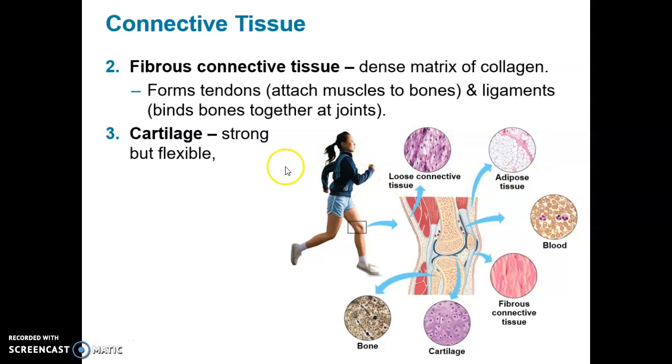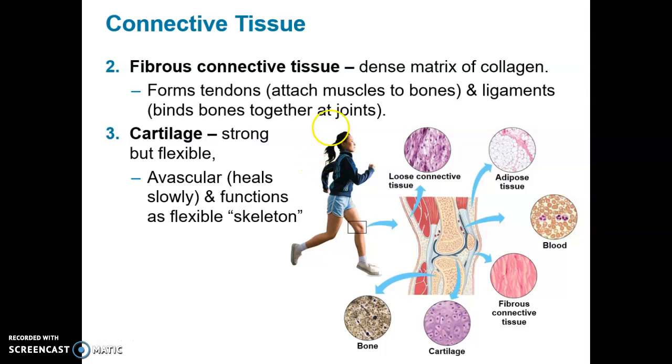So continuing with cartilage, it's relatively strong but flexible. Think of the cartilage again at the end of your nose. It is avascular. That means it doesn't have any blood vessels supplying its cells. So it heals slowly. If you've ever damaged your cartilage, in particular in your knee, you know about healing slowly there. And it functions as a flexible cushioning skeleton.